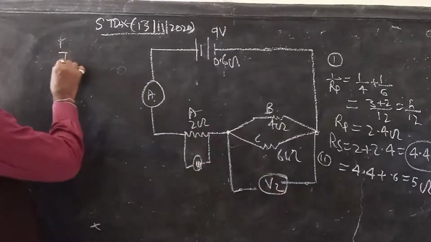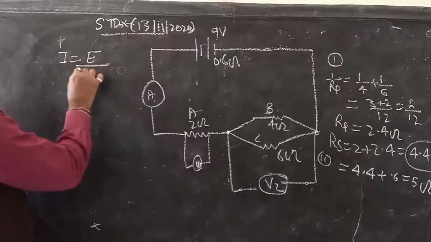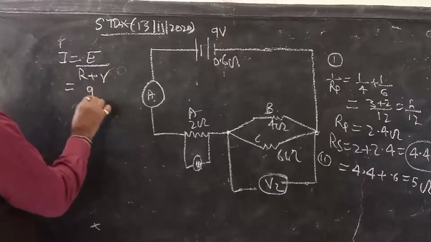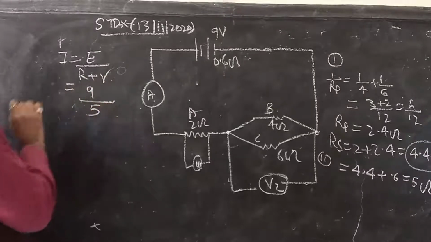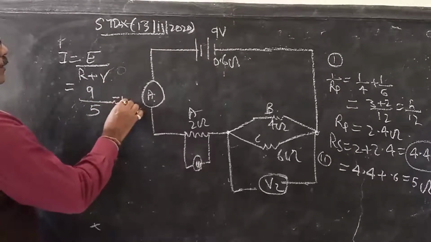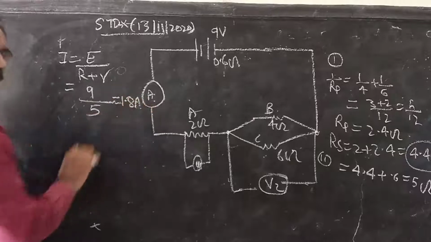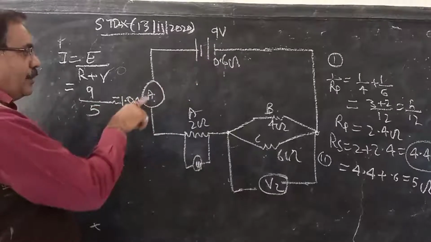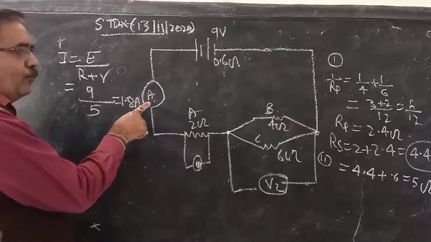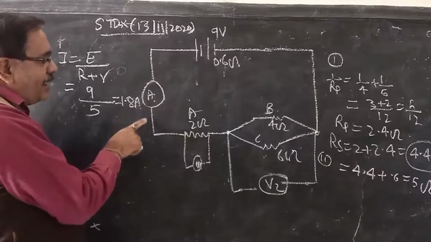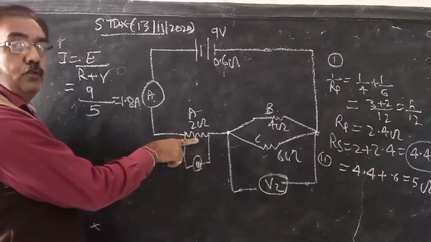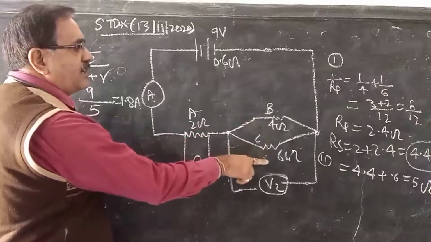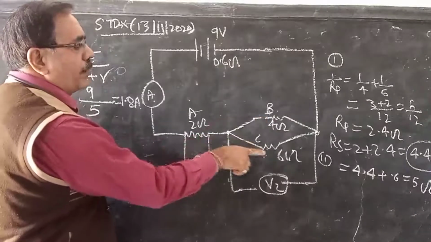Now how much current is drawn from the cell? For this we use the formula I is equal to E by total effective resistance. E is given as 9 volt and total effective resistance is 5. So this value is 1.8 ampere. So 1.8 ampere current is drawn from the cell. That reading will be given by the ammeter. It will give 1.8 ampere. And the same amount of current will flow through the 2 ohm resistance. But when it comes here, because of the different resistance, a different magnitude of current will flow.